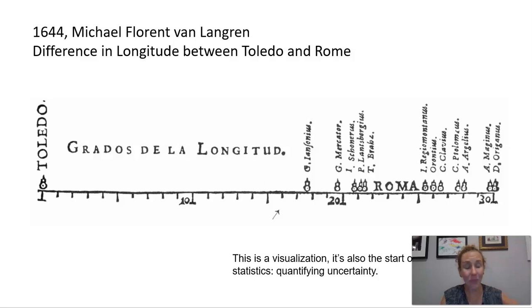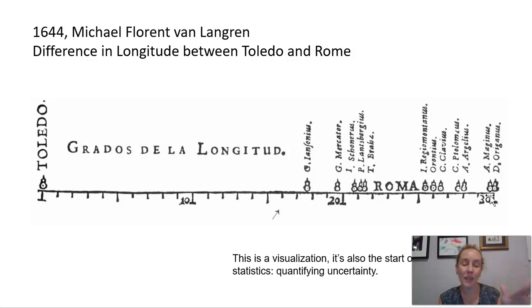The first one of those is this moment where Michael Florent van Langren makes this chart. This chart shows the difference in measurements from Toledo to Rome. This measurement here was really short. It said it was, I don't know, 18 units. This one said 19 and a half units. These ones say it's 30 units. It does not matter what the units are. What matters is that this visualization is quantifying uncertainty. And Van Langren was making the argument that you couldn't really tell the distance between Toledo and Rome.